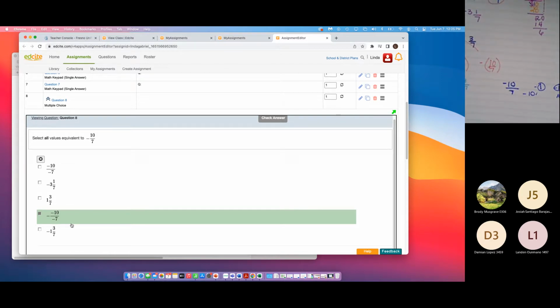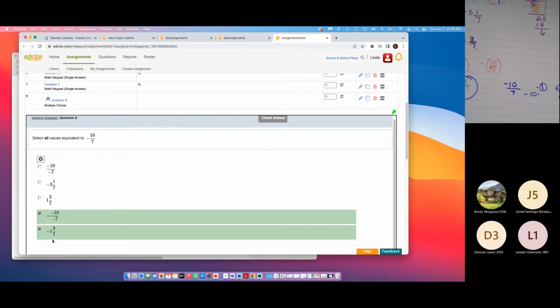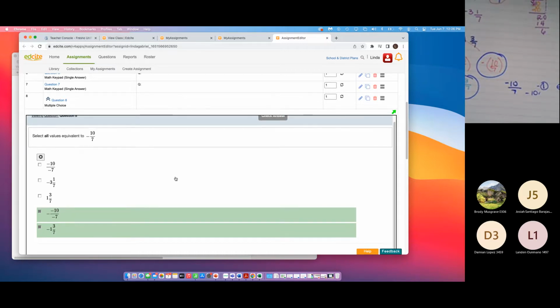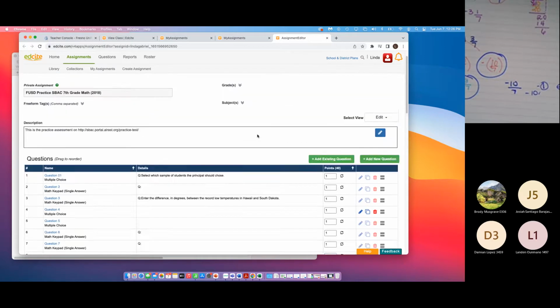And I don't need 2 negative signs for my -1 and 3/7 because that whole value right there means that this whole number is negative. Okay, does that make sense? I got the remainder, my whole numbers. That means my correct answers are going to be the -10 over 7, the -10 over -7, and then the -1 and 3/7. Okay. All right.